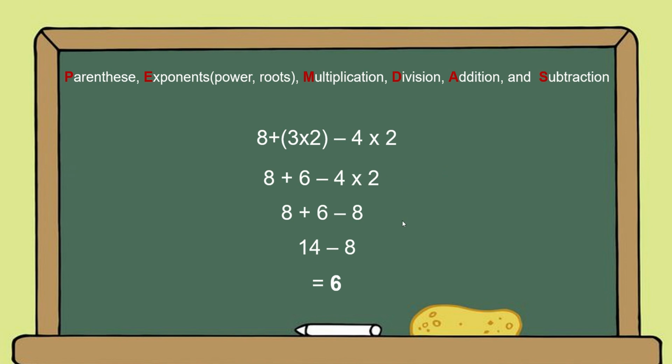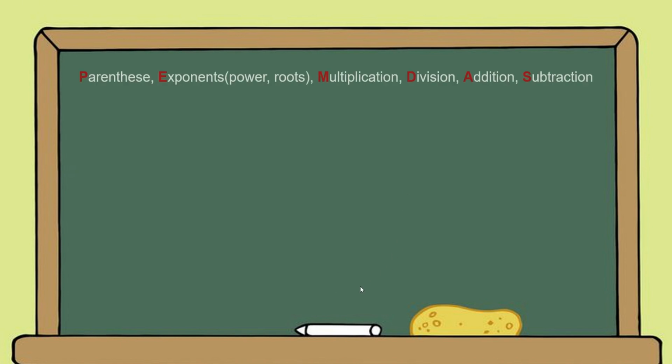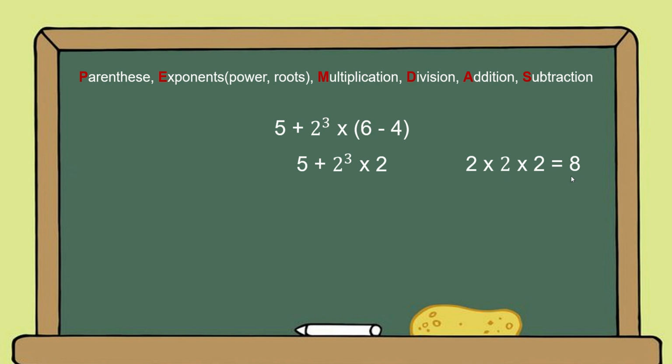Let's try another example. Let's try to solve this kind of math problem. Like we have done earlier, we first solve what is inside the parentheses. 6 minus 4 equals 2. Okay. Then next, we have to solve the exponents, which we didn't solve in our earlier math problem. 2 to the power of 3 equals 2 times 2 times 2 equals 8.